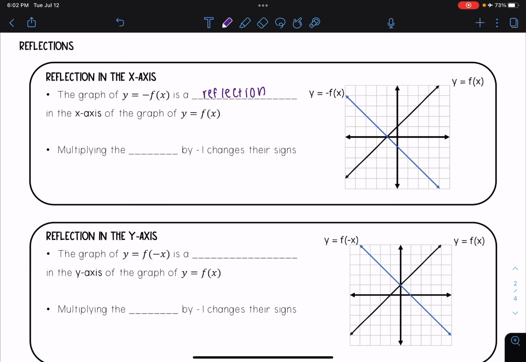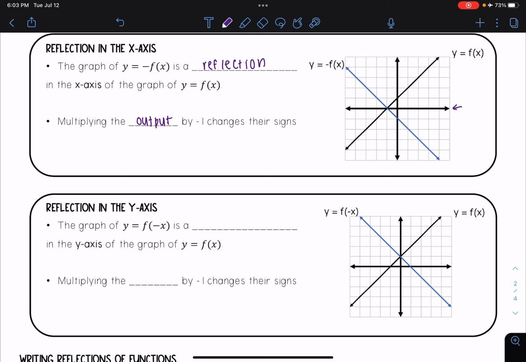So we are multiplying the output by -1, which changes their signs. And so we see an example here. My black line is my parent function, well, not a parent function, but just the function given. And y equals negative f of x is a reflection in the x-axis. So that just means that we are flipping my black line here across my x-axis, which is that horizontal line.